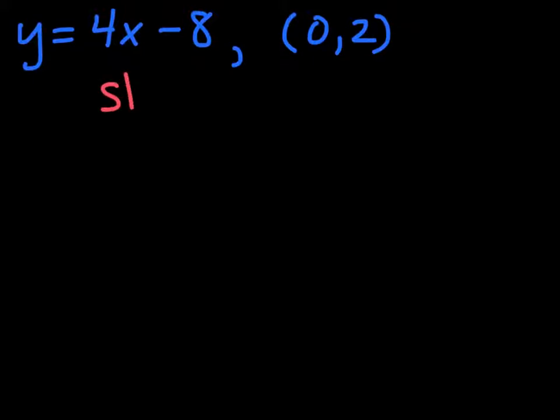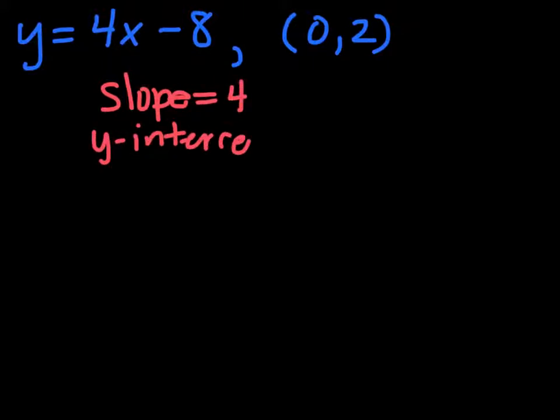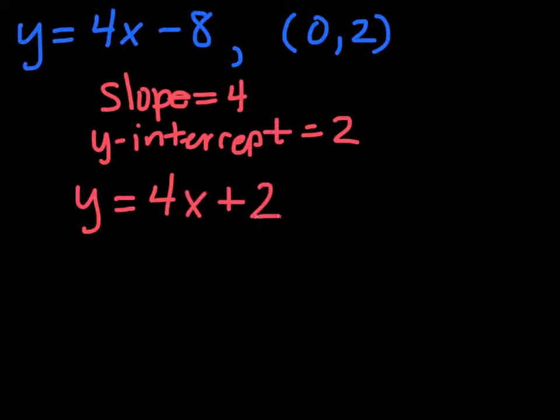All right, we know everything we need to know, right? Slope equals 4, y-intercept equals 2. So our equation will be y = 4x + 2. This line is parallel to our original equation, y = 4x - 8, because they have the same slope.